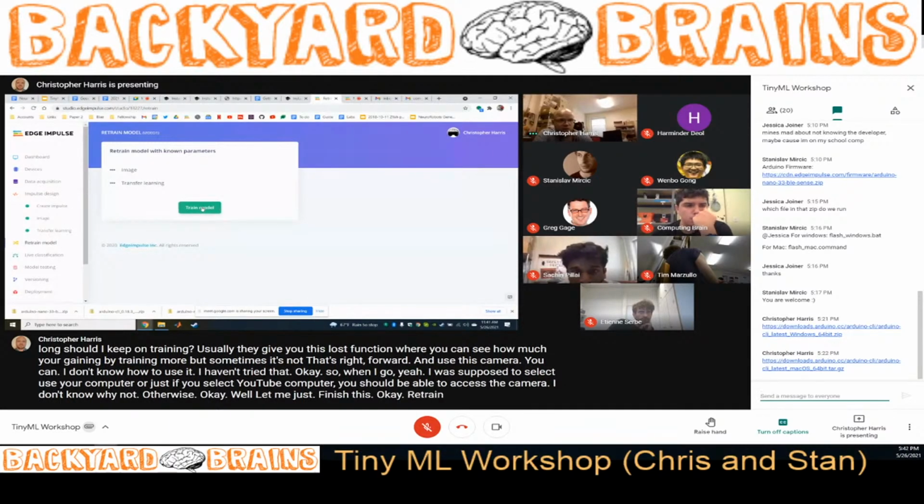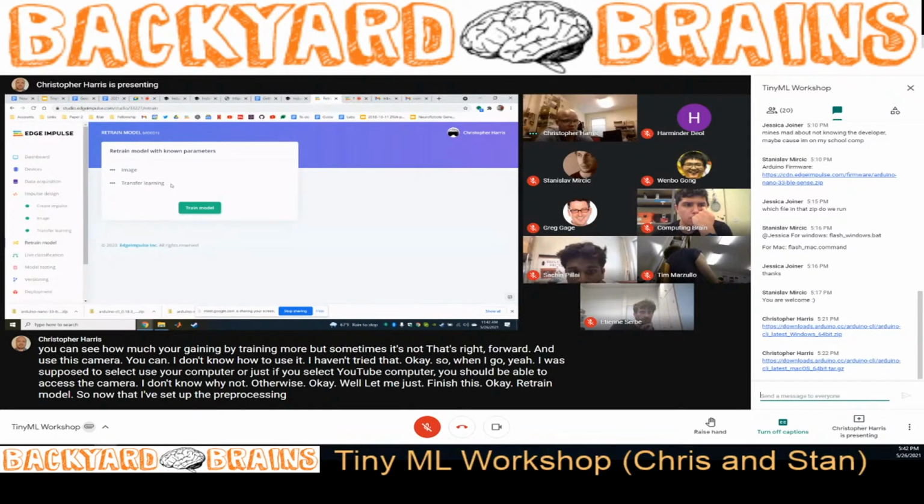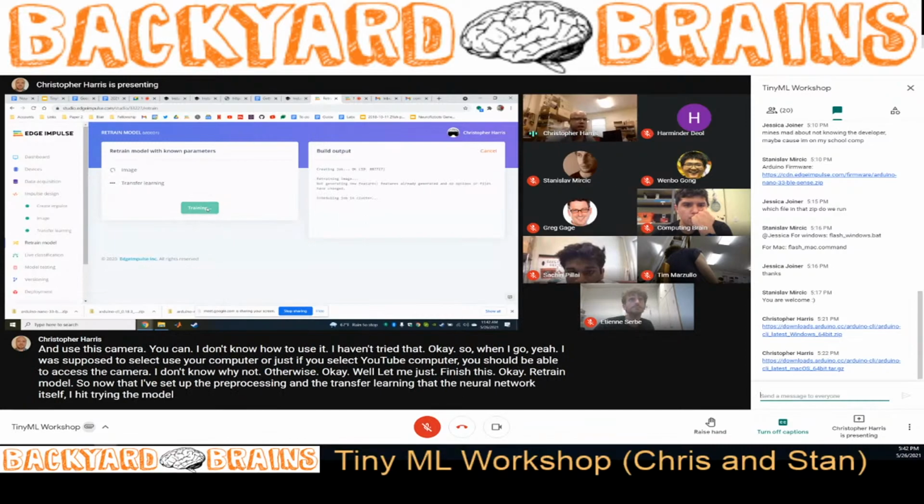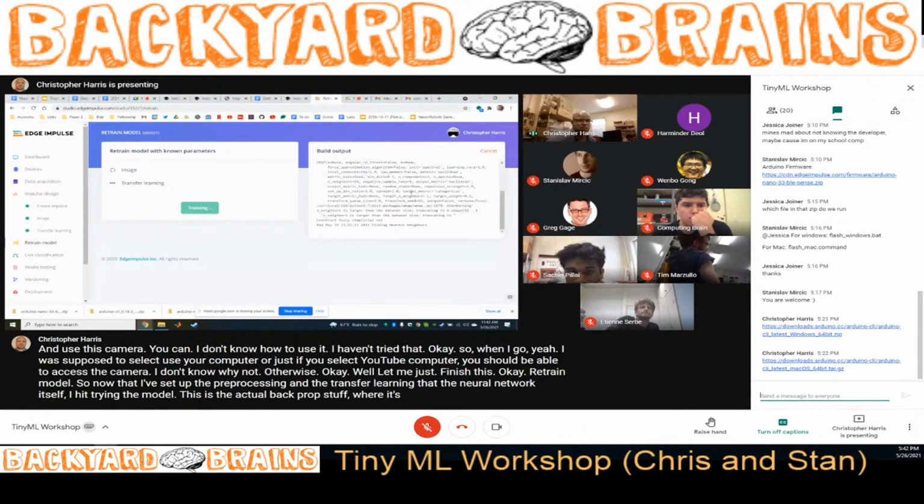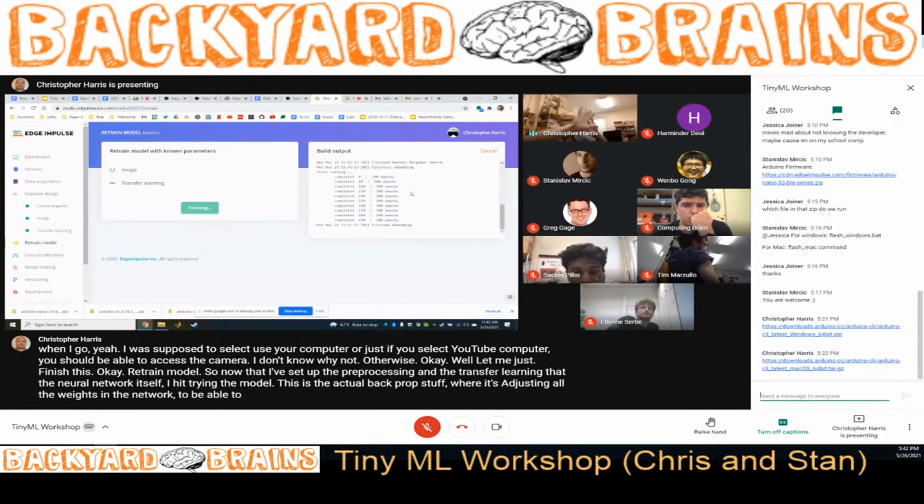Retrain model. So now that I've set up the pre-processing and the transfer learning, the neural network itself, I hit train the model. This is the actual backprop step where it's adjusting all the weights in the network to be able to optimally distinguish between my face and my hand.